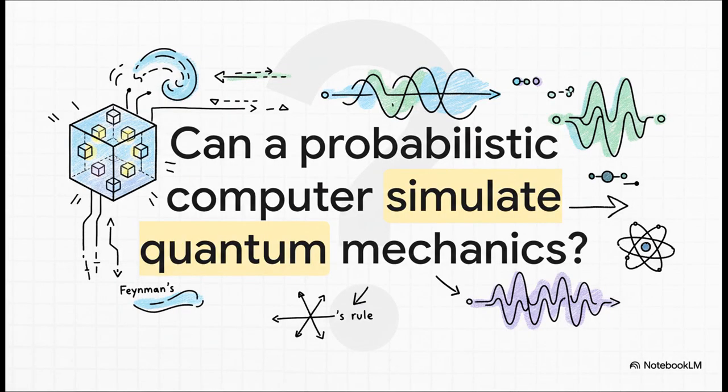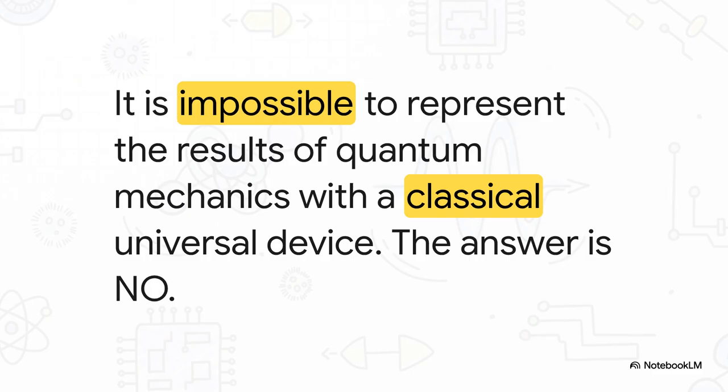This feels like a breakthrough, right? It seems like the perfect solution. Our universe is probabilistic, so let's build a probabilistic computer to match it. So this is the big question. Can this clever machine finally crack the code and simulate quantum physics, all while playing by Feynman's rule? And the answer, which is just stunning, is no.